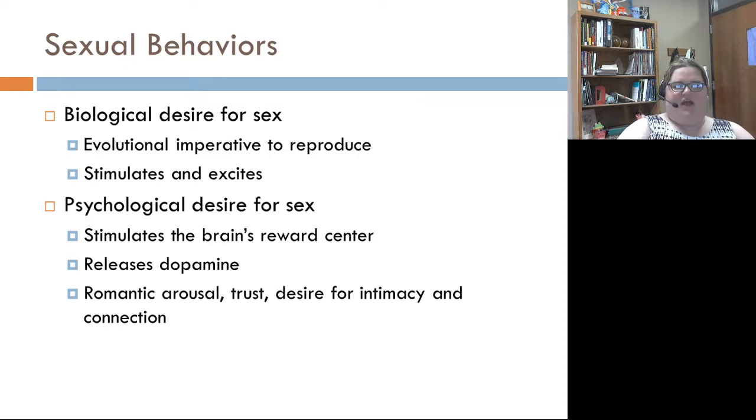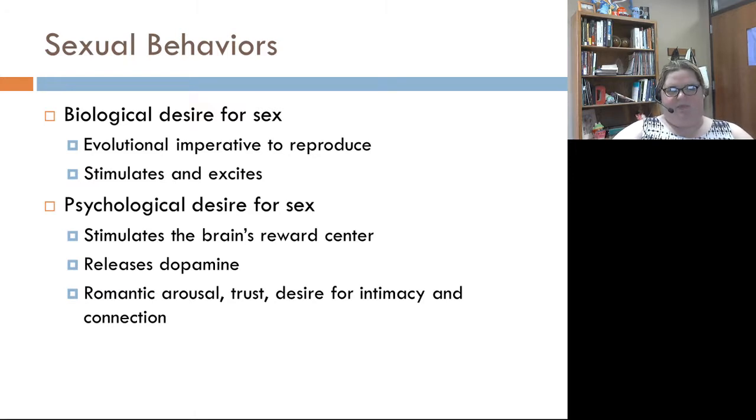Now, from a psychological standpoint, we do have a desire for sex that's rooted in who we are psychologically. So, for example, sex stimulates the brain's reward center and it releases dopamine. I mean, sex is dope, yo. It has the same effect as drinking or eating chocolate cake. It literally releases hormones that make you feel amazing. And that's why it feels good. On the other side, there is the psychological drive.